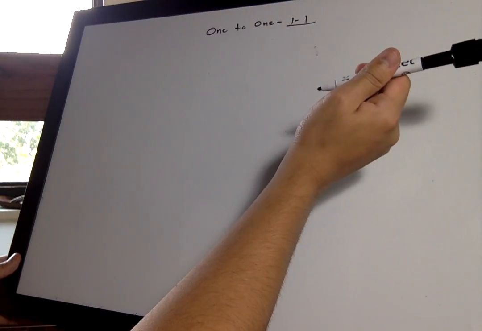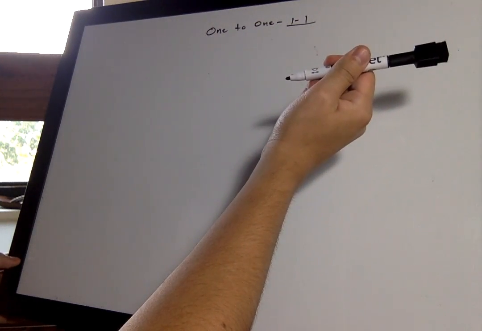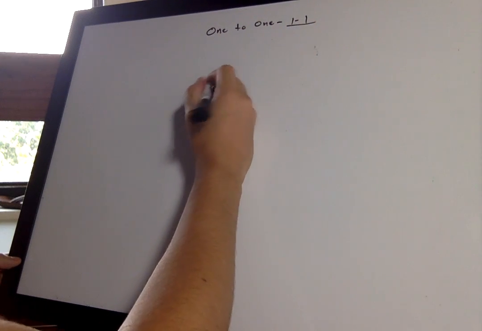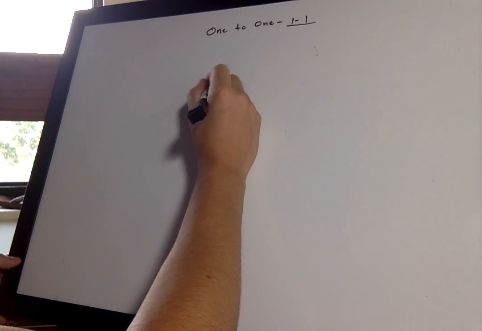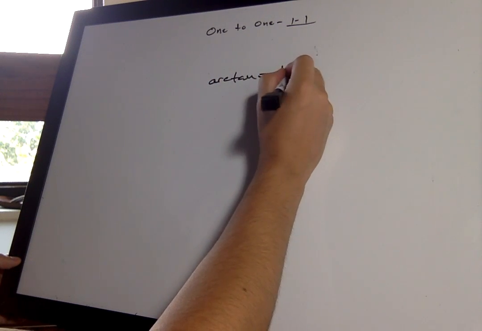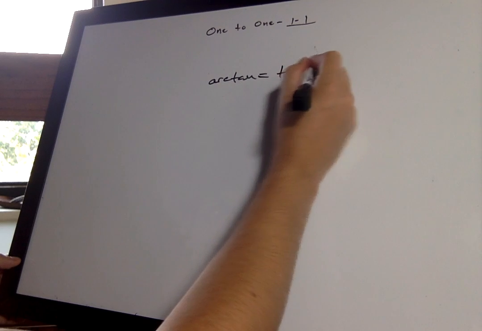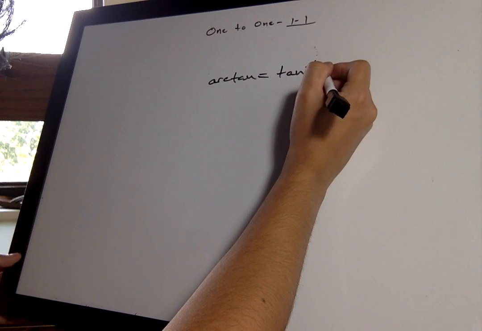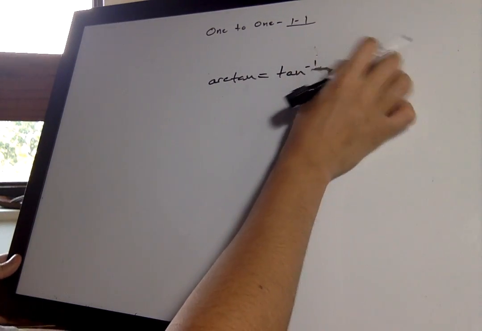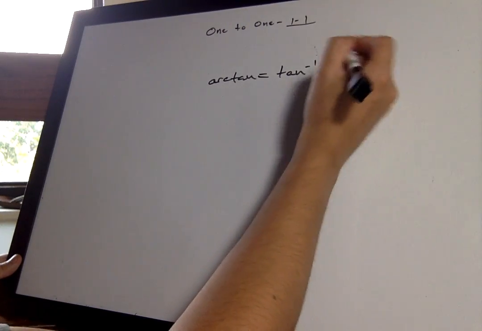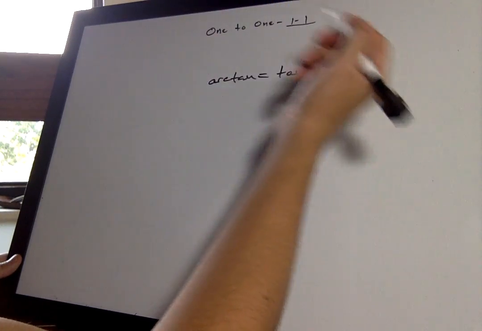Okay, but since it is now one-to-one, we're able to find the inverse of tangent, which is arctan. So arctan is the inverse of tangent. Arctan is written as tan^-1 of x is equal to y, or f of x.